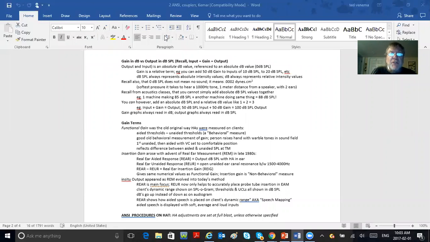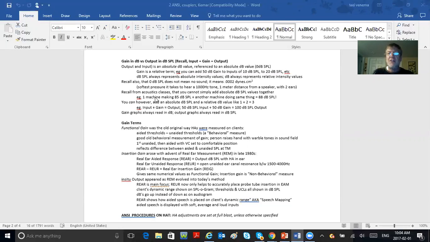Output and input are absolute values referenced to 0 dB SPL. Gain is a relative term. You can add gain to anything. Gain, you can add it to 10 dB SPL, to 20 dB SPL. dB SPL always represents absolute intensity values. Simple dB represents relative intensity values. Recall that 0 dB SPL doesn't mean no sound. It just means a pressure of 0.0002 dynes per centimeter squared. And that, recall from acoustics, was the softest pressure it took to hear a 1,000 hertz tone at 1 meter distance from a speaker with 2 ears.